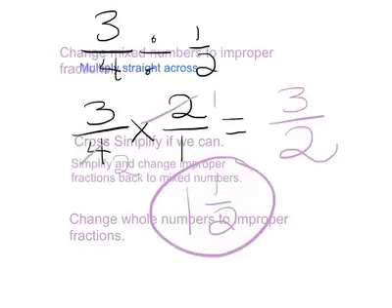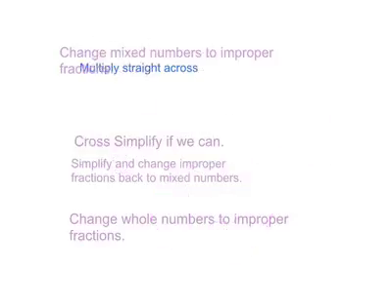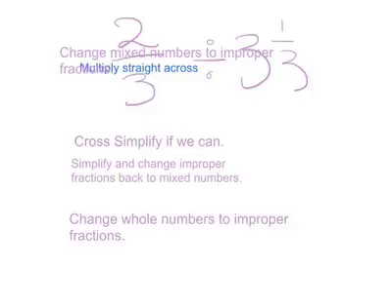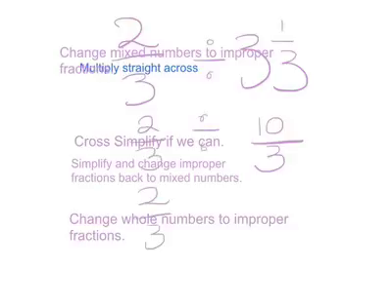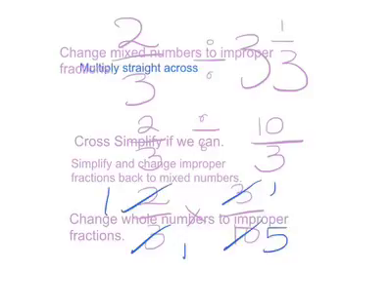Okay, let's do another one. Let's do 2/3 divided by a mixed number this time. Let's do that, divided by 3 1/3. First step is to change that mixed number into an improper fraction. It's going to be 10/3. So we have 2/3 divided by 10/3. We need to change the division sign to multiplication, flip the second fraction, cross simplify if we can. We can cross simplify both on this one, then multiply straight across, and we get 1/5.